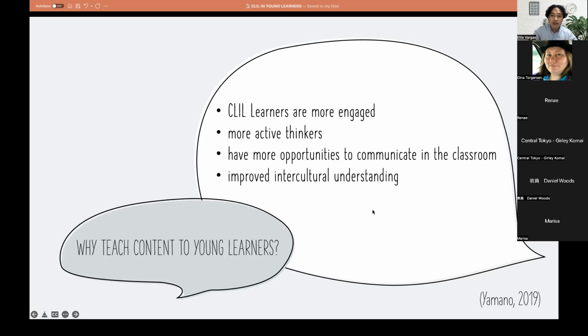And this study was actually done in an elementary school in Japan. So the context is there. We can say that CLIL is also effective with young learners in Japan.